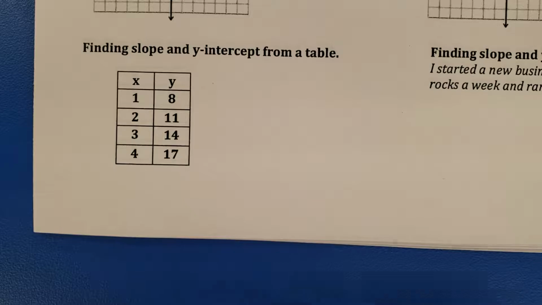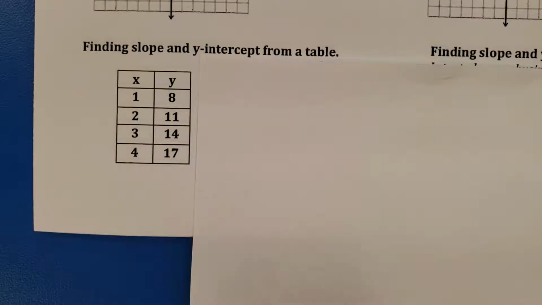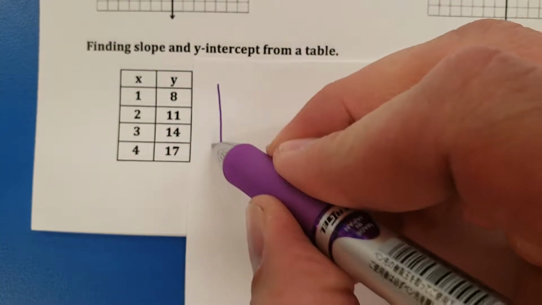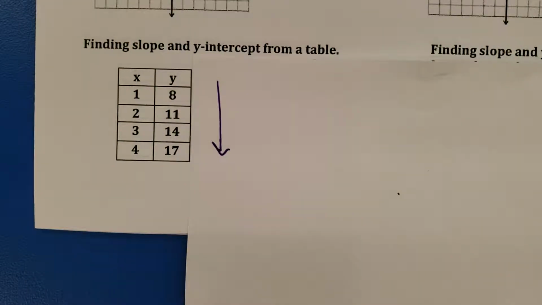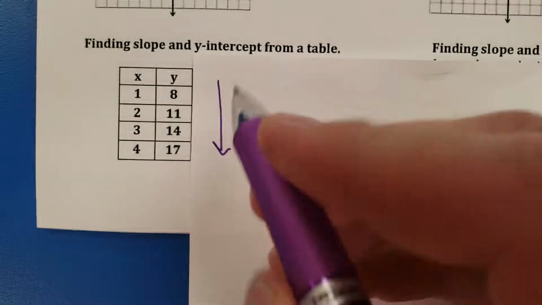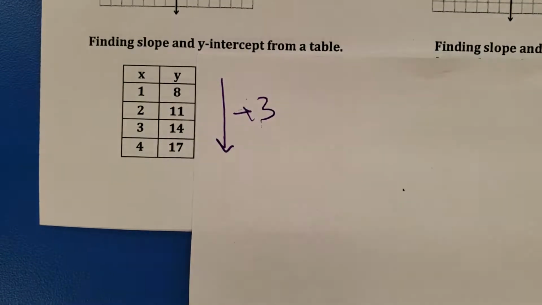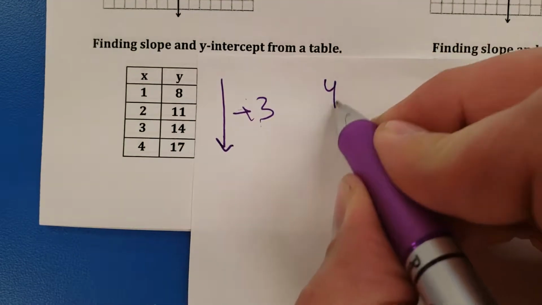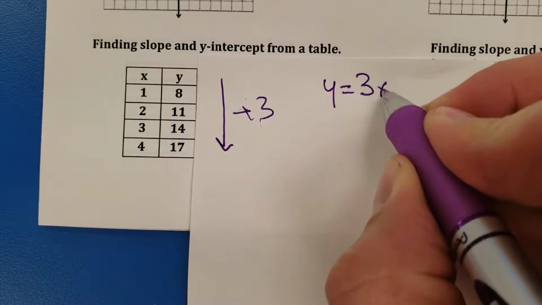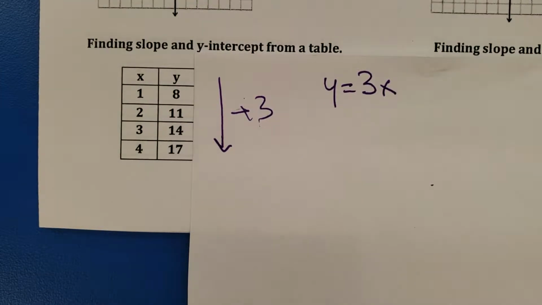Here's what you do. You can start with the slope. So first of all, ask yourself, what's going on as the table is going down? That's probably going to be the slope. Looks like you're going +3. Okay, so I know for a fact that my slope is going to be 3, so I could start my equation off with y equals 3x.